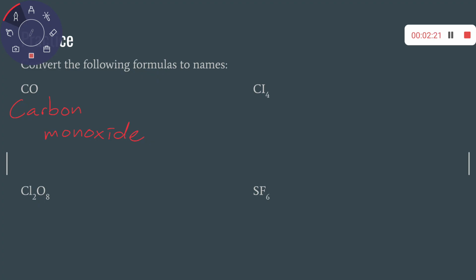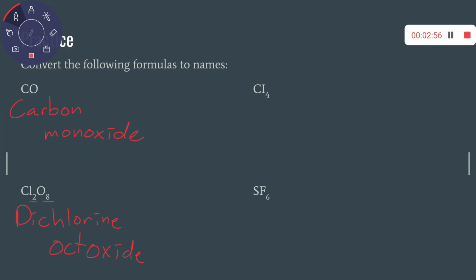Now let's try the next one. I look at my subscripts. 2 chlorines, 8 oxygens. Of course, these are all nonmetals, so I know I'm going to use my molecular prefixes. The prefix for 2 is di. And the first element doesn't have an ending change. So this is dichlorine. And then the prefix for 8 is oct, like an octagon has 8 sides, or an octopus has 8 tentacles. And then we give it that IDE ending, octoxide. Dichlorine octoxide.